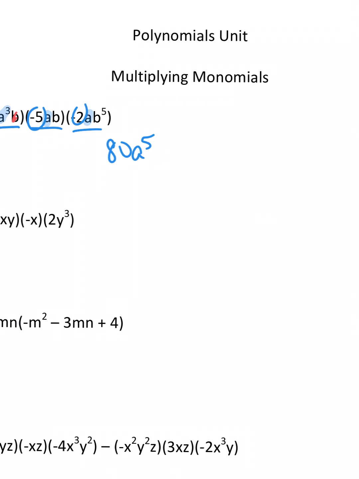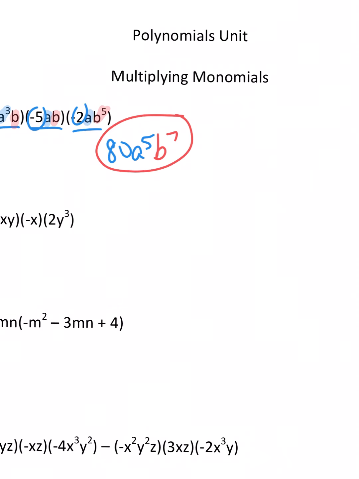And then if you look at the next base, and then you look at b times b times b to the fifth. You add the exponents, you have b to the seventh. Okay, so your answer is all one term, 80, a to the fifth, b to the seventh.